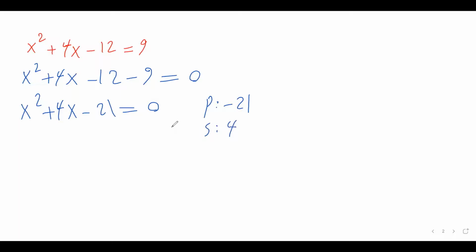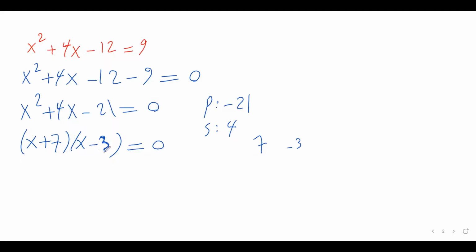What are those two numbers? Those two numbers are 7 and minus 3. So minus 3 times 7 is minus 21. 7 plus minus 3, that's positive 4. And my factors are x plus 7 and x minus 3 equals 0. So I factored this. I got these two factors and I have an equal sign on the right side. So now step number 3 is to solve for x.